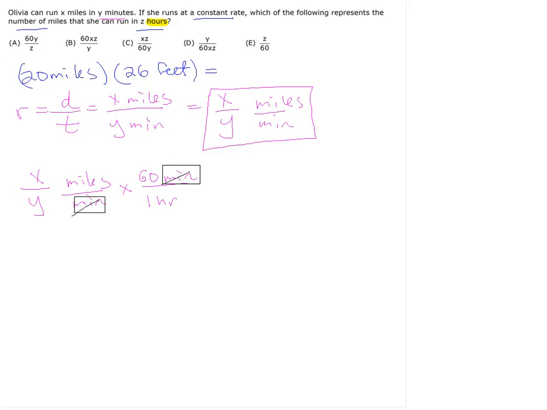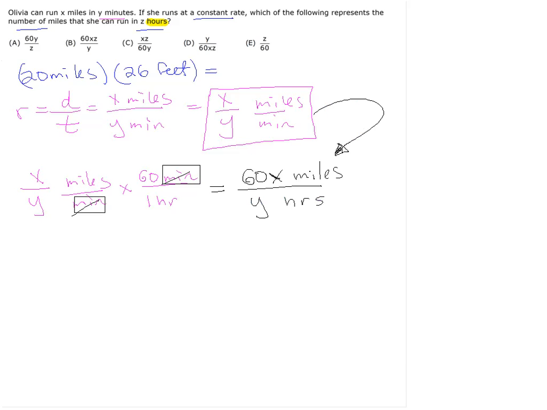Right? So if you think about it now, what are we left with? Well, in the numerator, we have 60 times X, and the unit left in the numerator is miles. And down below, we have Y, and the unit left is hours. So this is helpful because we went from a rate in miles per minute to a rate in miles per hour.